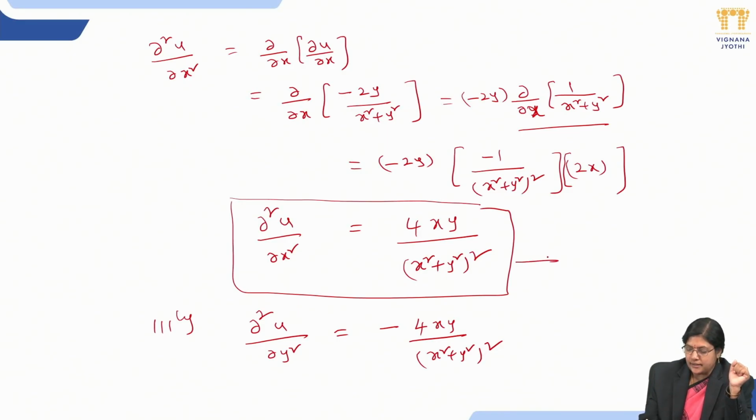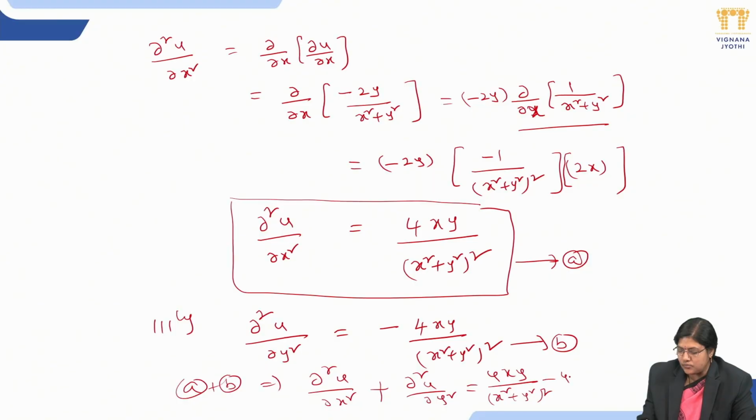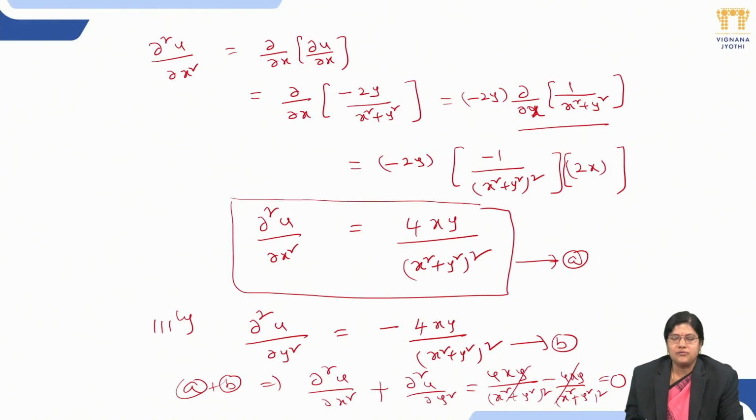Therefore, by adding equations A and B, we have ∂²u/∂x² plus ∂²u/∂y² equal to plus 4xy by (x² plus y²)² minus 4xy by (x² plus y²)². When you add these two terms, they get cancelled, and finally that value will be equal to 0. Therefore, finally, ∂²u/∂x² plus ∂²u/∂y² is equal to 0. Thank you.